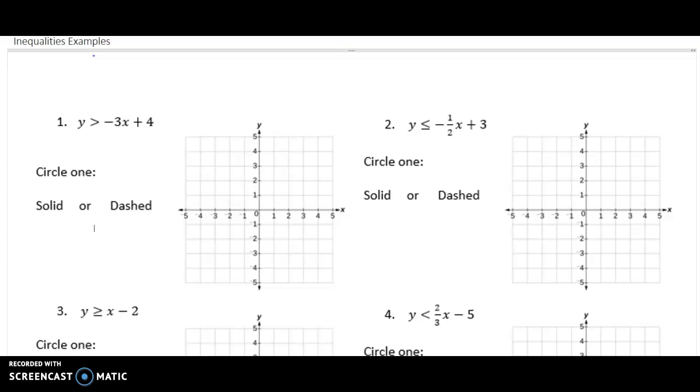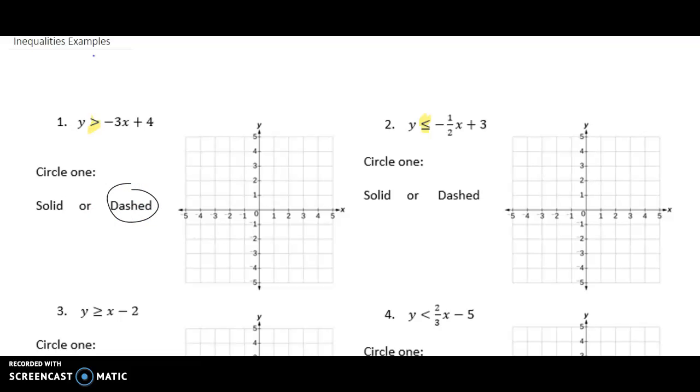What I'm going to recommend we do is start off by deciding if these lines are either solid or dashed. So I'm literally just going to blast through. I'm going to look at these and decide, are we solid or are we dashed? So, number 1, y is less than negative 3x plus 4. Well, if you remember from my notes, if it's not equal to, it's dashed. So it's just y is less than, so we know it's dashed.